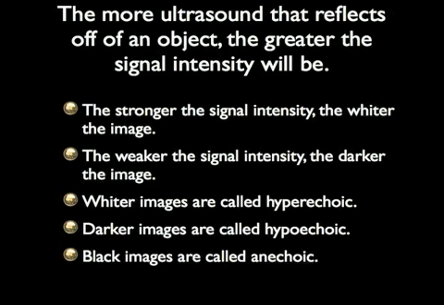The more ultrasound that reflects off of an object, the greater the signal intensity will be. The stronger the signal intensity, then the whiter the image. The weaker the signal intensity, then the darker the image. Whiter images are called hyperechoic, and darker images are called hypoechoic. Black images are known as anechoic images.